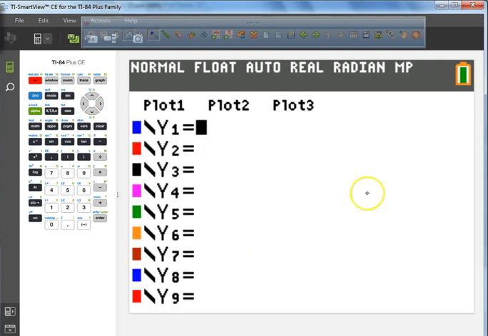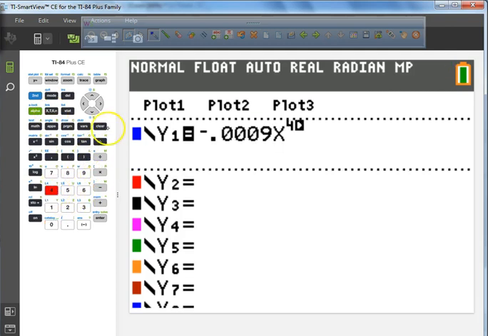Then I'm going to hit Y equals. And Zyla, could you tell me the equation I need to type in? Because I do not have that memorized. Negative 0.0009, how many zeros? 3. 1, 2, 3. 9. X to the power 4. I'm going to right arrow. Okay. Minus 0.09 X to the 3rd, or X cubed, good. Plus 1.54 X to the 2nd, X squared. All right.